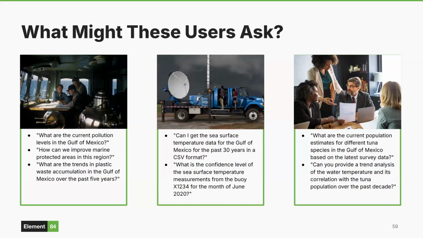So what are the current pollution levels in the Gulf of Mexico? How can we improve marine protected areas in this region? And then, can I get sea surface temperature data for the Gulf of Mexico for the past 30 years in CSV format? And then for our policymakers, what are the current population estimates for different tuna species in the Gulf of Mexico based on the latest survey data?